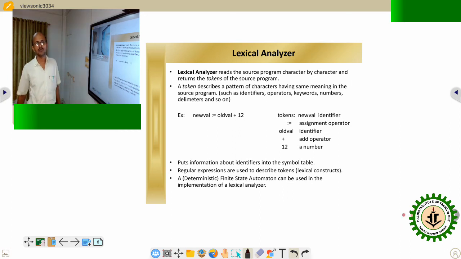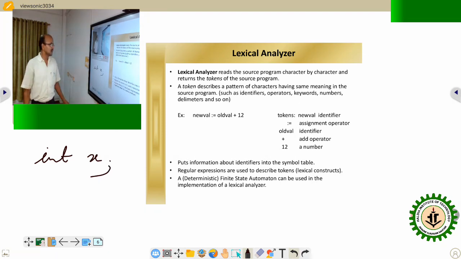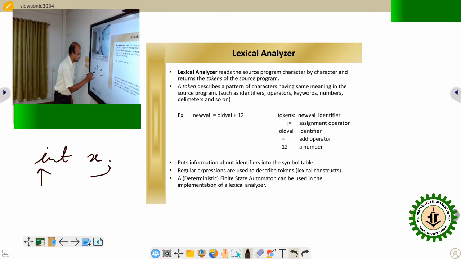So the lexical analyzer reads the source program. Suppose you have written one instruction here, integer x. What the lexical analyzer does is start from the beginning of the text and go up to the end of the instruction. So this is the end. It starts from the left side, goes to the right hand side, and goes through all the characters to try to find the meaningful word, the meaningful token.